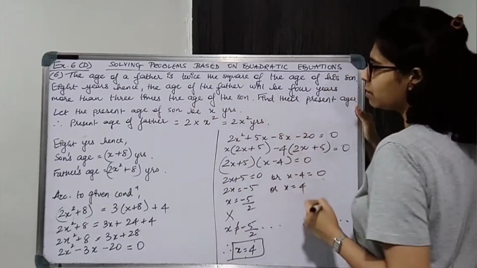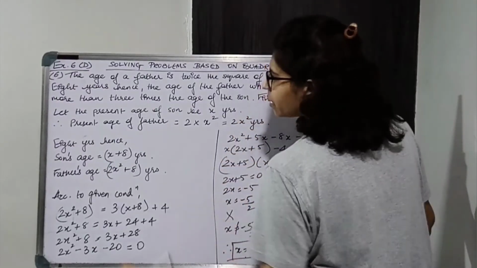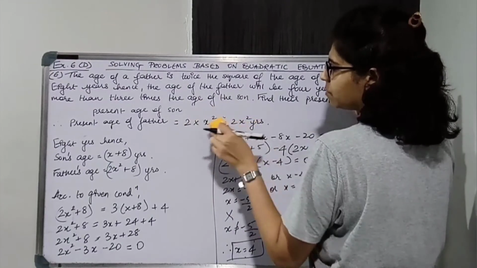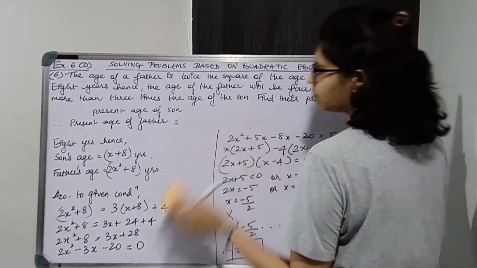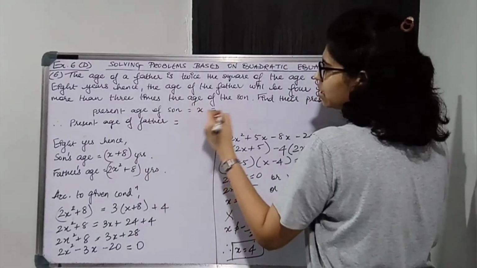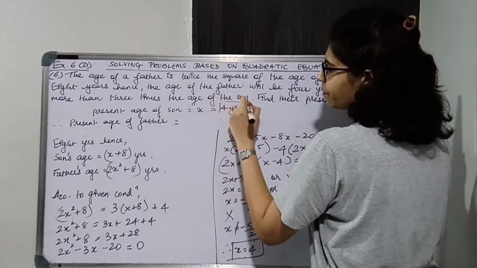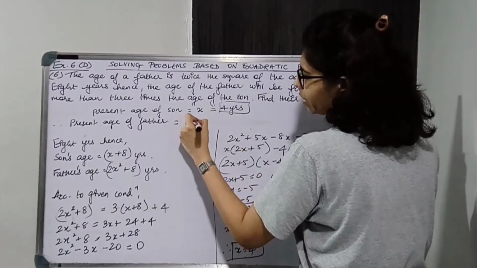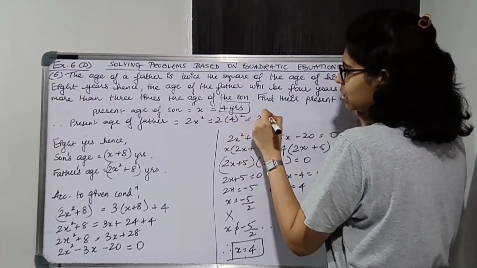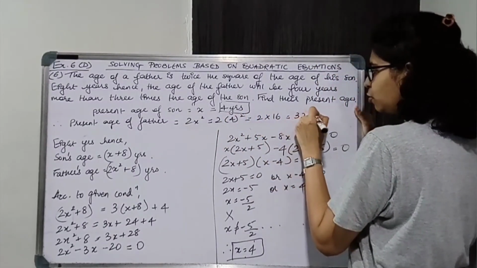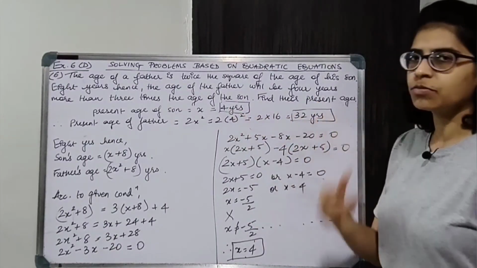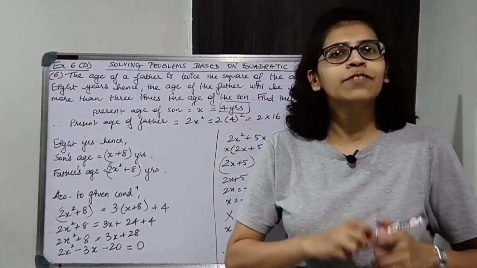present age of son is equal to x, that is equal to 4 years. Okay, and present age of father is 2x square, that is 2 into 4 square, that is 2 into 16, 32 years. Okay, don't forget to write the unit years. Okay, and box the answer. Don't forget final statement.